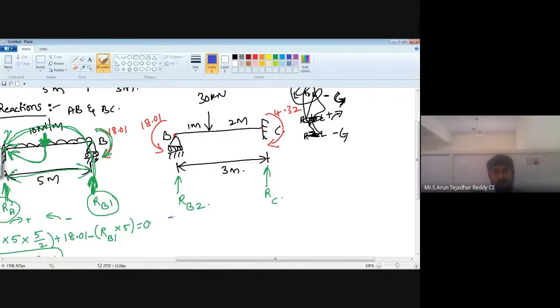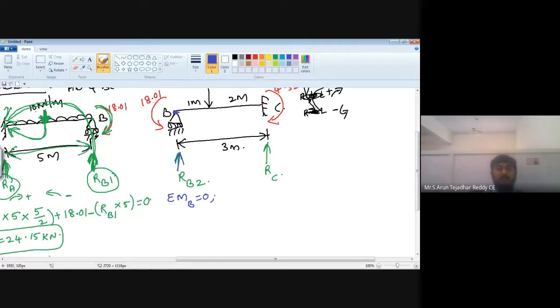Next, coming to the second diagram, same. First of all, apply moment about B. Moment about B is equal to 0. So whatever forces pass through B, that is 0. Here RB2 is passing through B, so RB2 into 0, that is not required. Next, write the remaining.